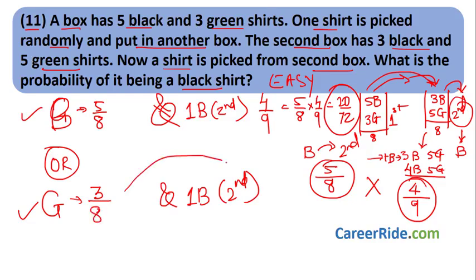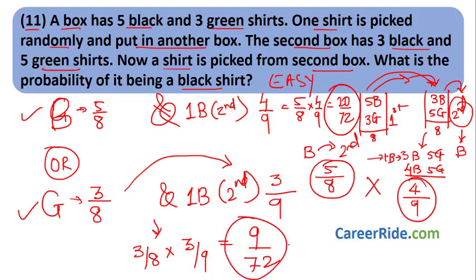Now this green shirt goes to the second box. Okay, now you have to choose the black shirt from the second box. How many black shirts are there? 3 black shirts, and now 1 green has been added, so total number of shirts will be 3 black plus 5 green, that is 8 shirts plus 1 green from the previous, so that would be 9. Correct? So what would be the total probability in the second case? 3 by 8 multiplied by 3 by 9. What it would give you? 9 upon 72. This is the probability in second case.